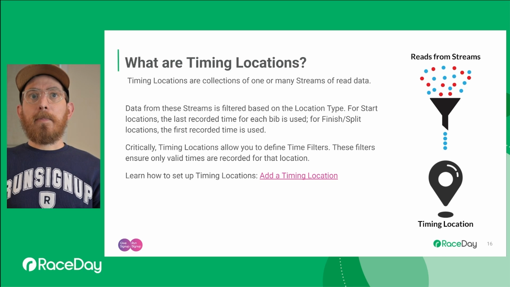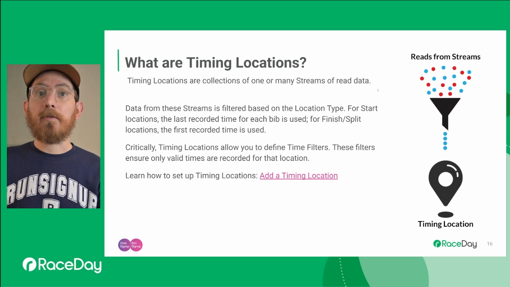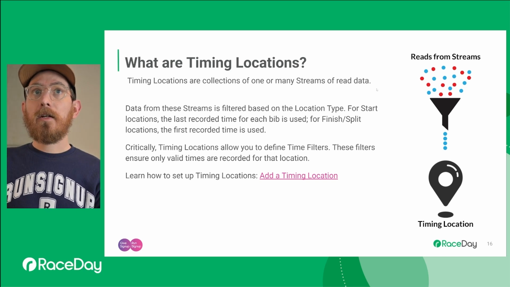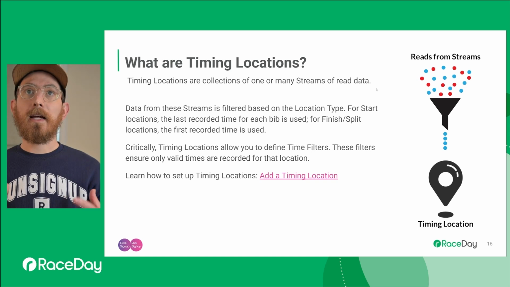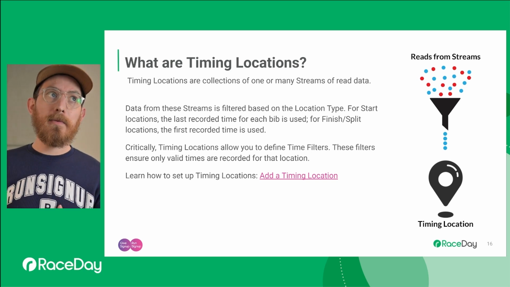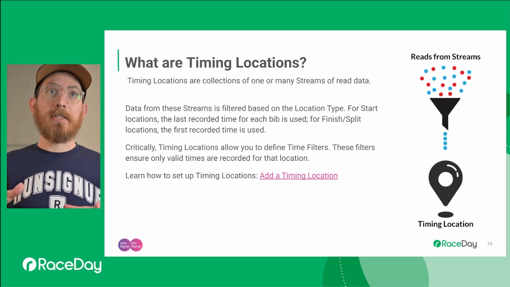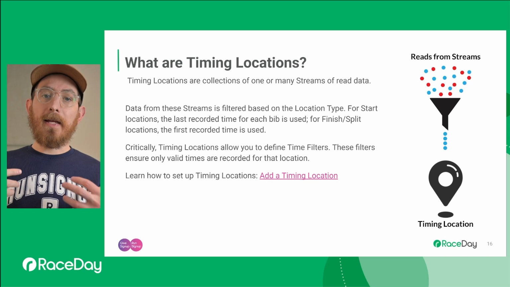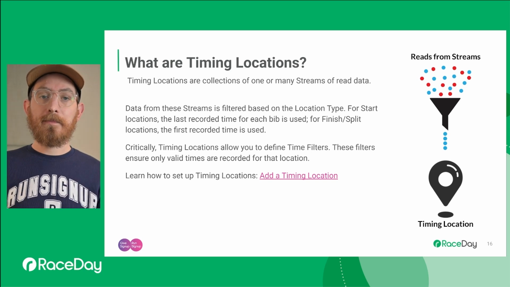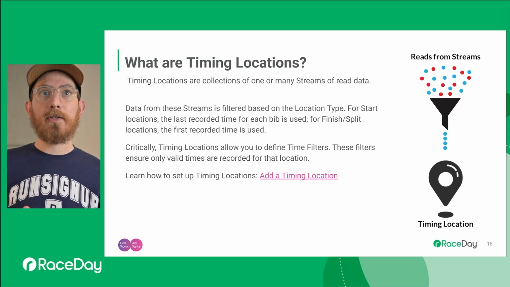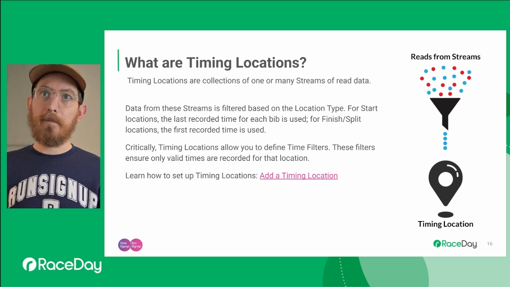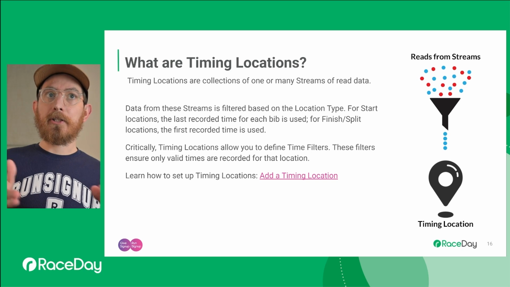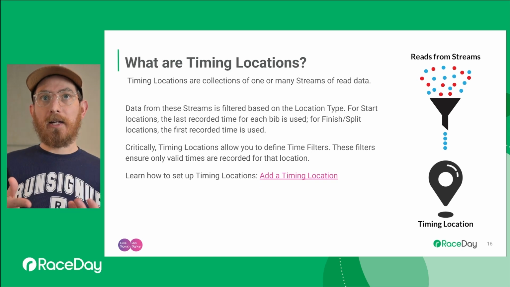So the next step in our reads is getting them to timing locations. Timing locations are a collection of one or many streams of read data. Data from these streams is filtered based on the timing location type. It's very critical to understand. Basically, for start locations, we always want to take the last recorded time seen. But for finish or split locations, we want to get the first time.